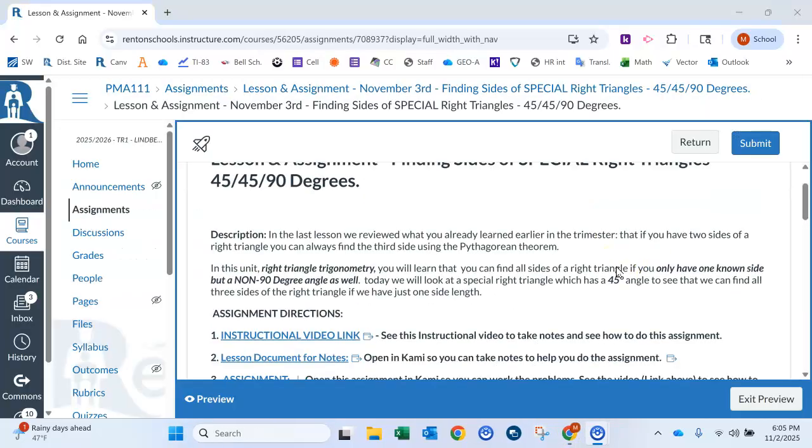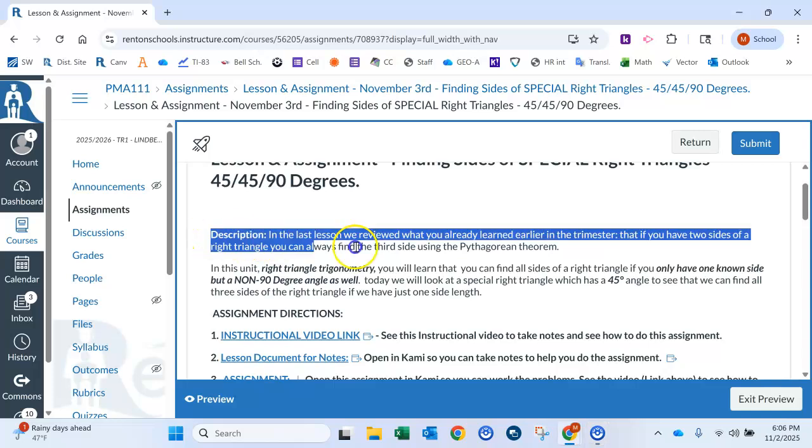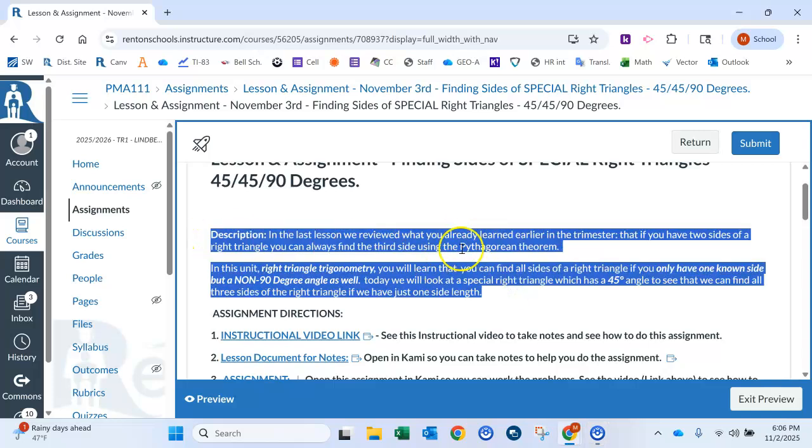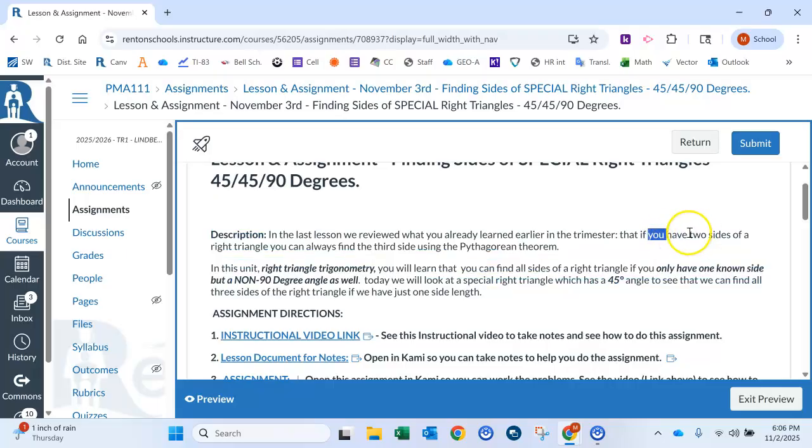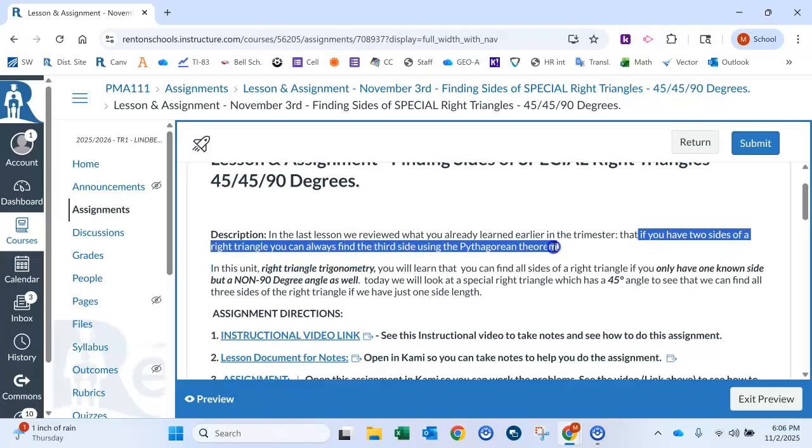Okay, so the first thing is I want to make sure that everybody completely understands the description of what we're learning about today. Please read this or make sure you translate it. You can copy it and you can go to Google Translate, but this is very important because again, what we're going to try to do is we should know that if you have two sides of a right triangle, you can always find the third side using the Pythagorean theorem.